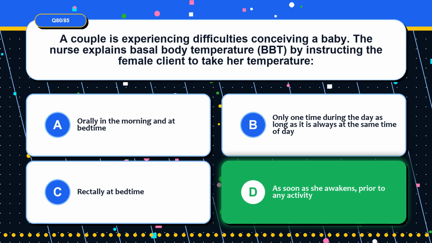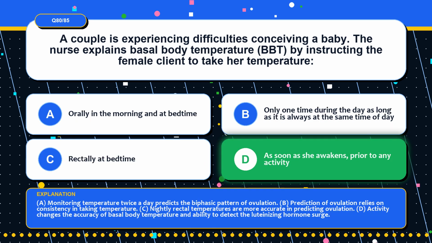The correct answer is option D. As soon as she awakens, prior to any activity. A. Monitoring temperature twice a day predicts the biphasic pattern of ovulation. B. Prediction of ovulation relies on consistency in taking temperature. C. Nightly rectal temperatures are more accurate in predicting ovulation. D. Activity changes the accuracy of basal body temperature and ability to detect the luteinizing hormone surge.